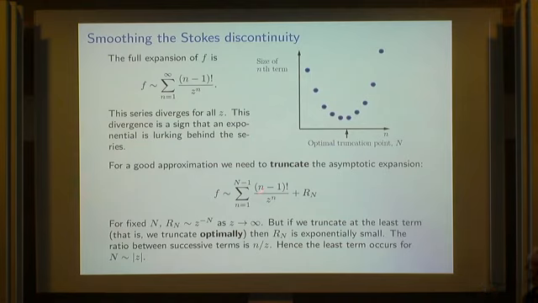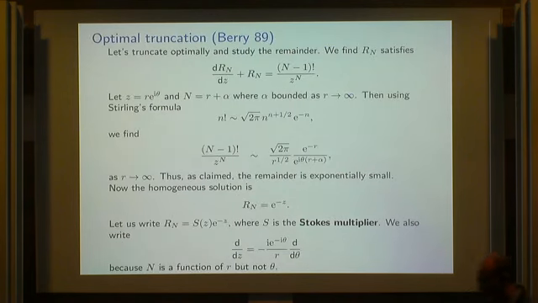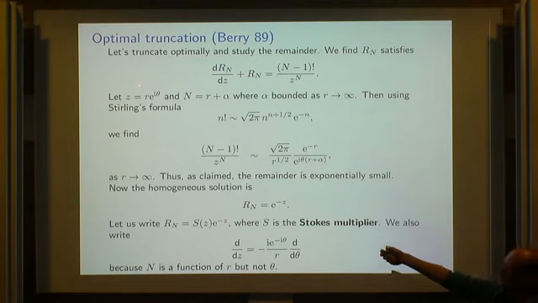So what I want to do, I want to show you one calculation, which is to truncate optimally and look to see what happens to the remainder. So I can write down the exact equation for the remainder, and I have now an inhomogeneous equation. So this is due to the fact that the truncated series doesn't exactly satisfy the differential equation. And now z is complex, so I'm going to write it in polar form as r e to the i theta, and that's because the optimal truncation point depends on the modulus of z.